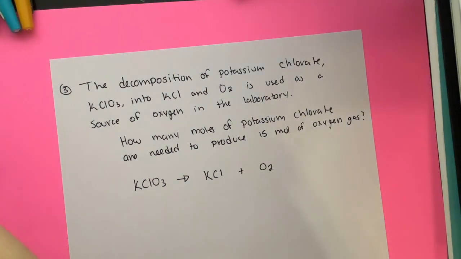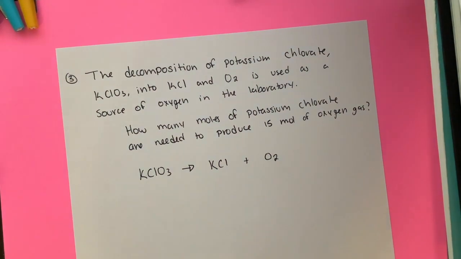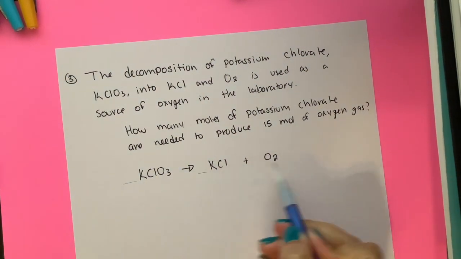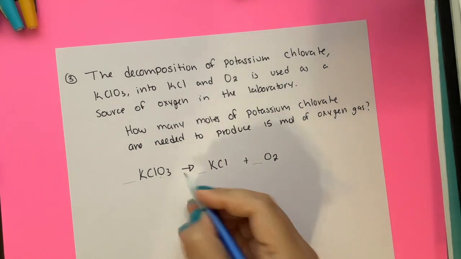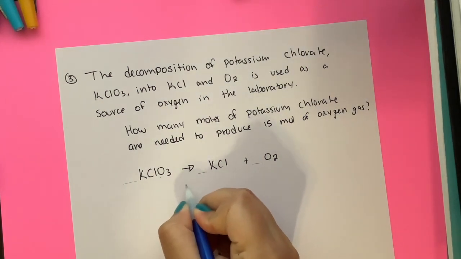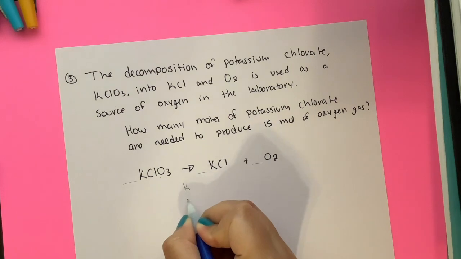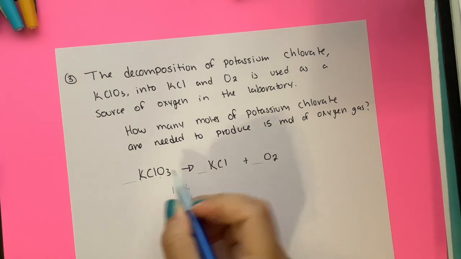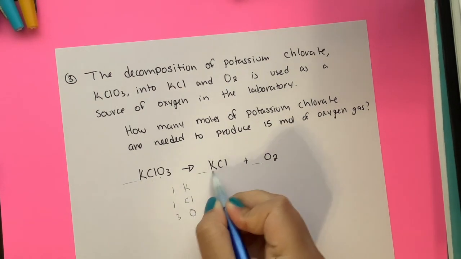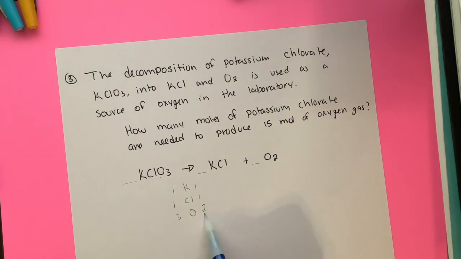Okay, now the next thing that we have to do is we need to balance this chemical equation because right now it is not balanced. I have 3 oxygens here and 2 on this side. So remember to balance, under the arrow, I'm going to write all the elements, K, Cl, O. I'm going to count how many I have on each side. Okay, I have 1, 1, 3, 1, 1, 2. Okay, so the only thing that needs to be fixed are the oxygens.